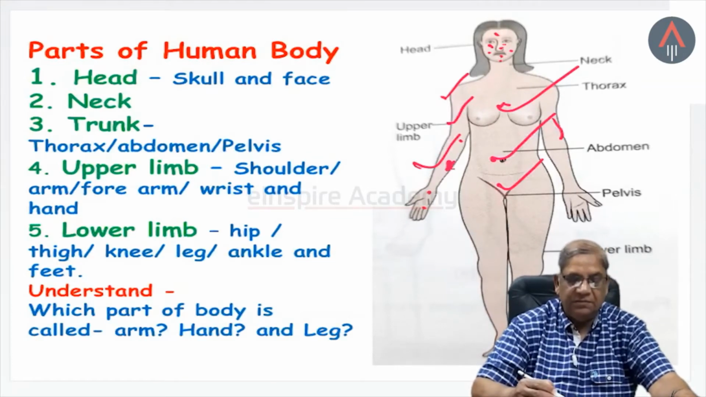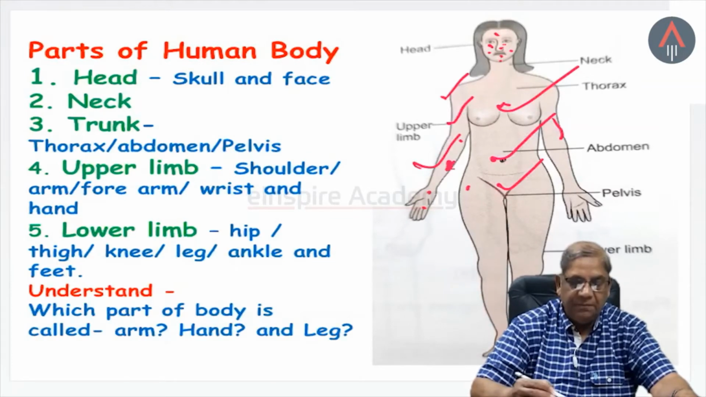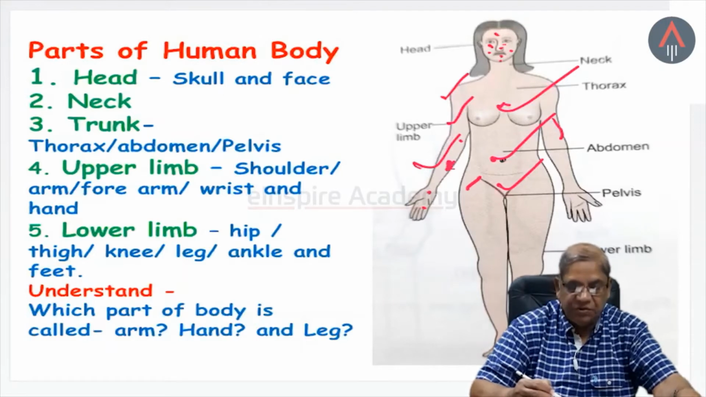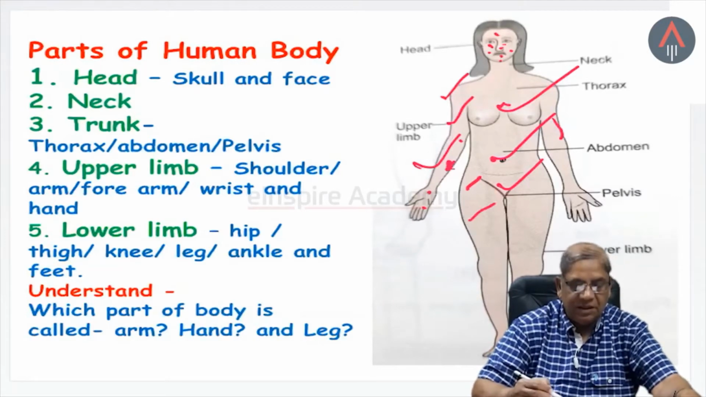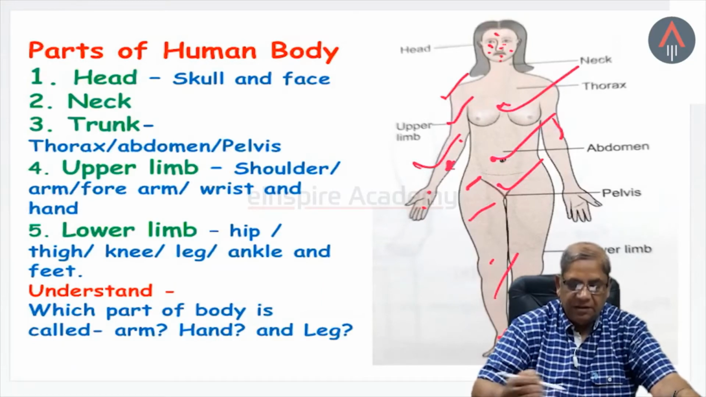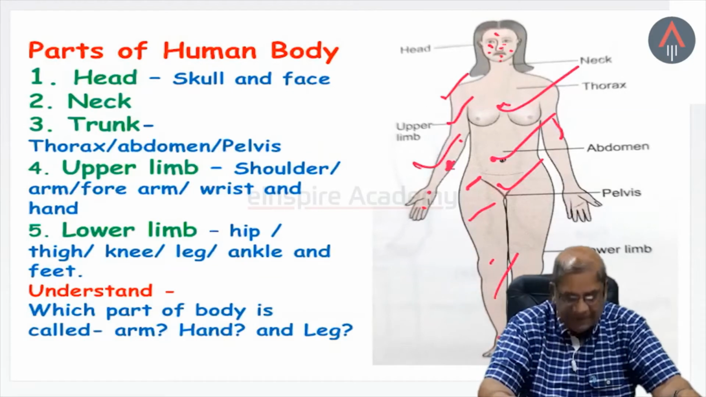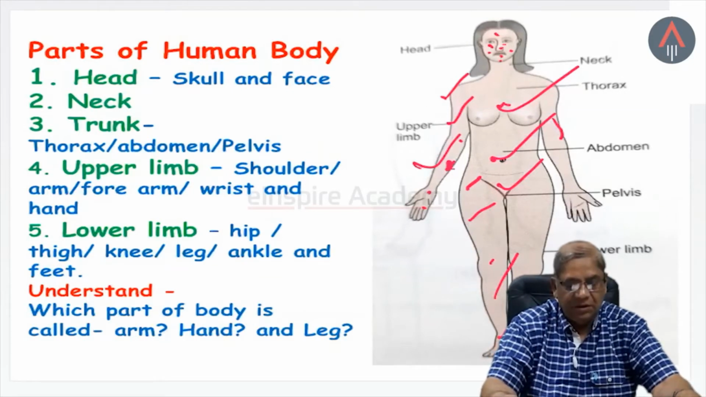Similarly, the lower limb also has various parts. The hip, which forms the hip joint also, then there is the thigh, the knee joint, then the leg, and then this is the ankle and the foot. These are the various parts of the lower limb.